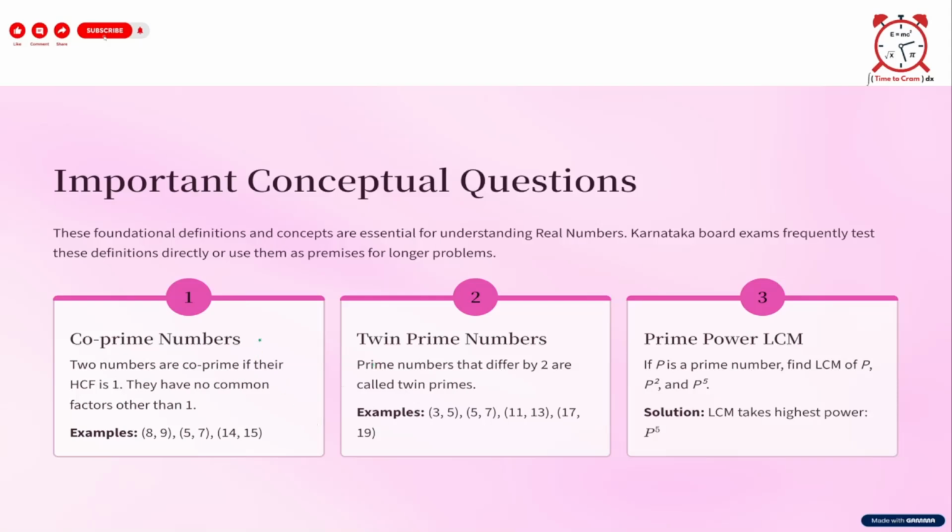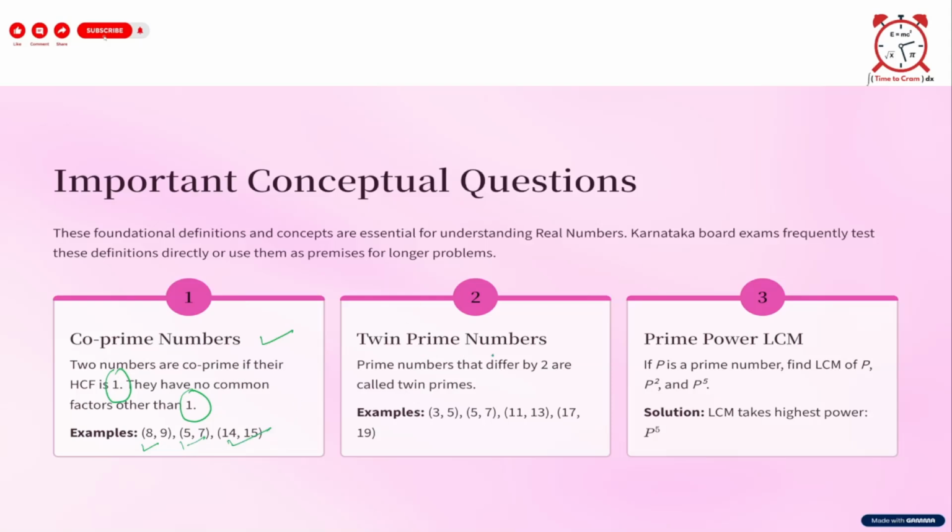So, co-prime numbers. You use this concept while proving that numbers like root 2 or 2 plus root 3 are irrational numbers. So what are co-prime numbers? Two numbers are co-prime if their HCF is 1. They have no common factors other than 1. You can see here, the HCF of 8 and 9 is 1, the HCF of 5 and 7 is 1, the HCF of 14 and 15 is 1.